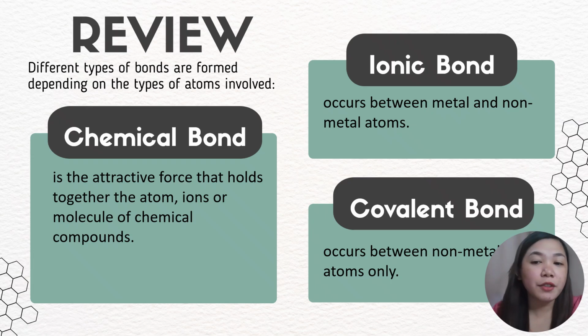As a review for our lesson, there are different types of bonds that form depending on the type of atoms it involves. When we say chemical bond, it is the attractive force that holds together the atoms, the ions, molecule, or the chemical compounds itself. This is subdivided into two. We have the ionic bond that occurs between metal and non-metal atoms. And we have the covalent bond that occurs between non-metal atoms.